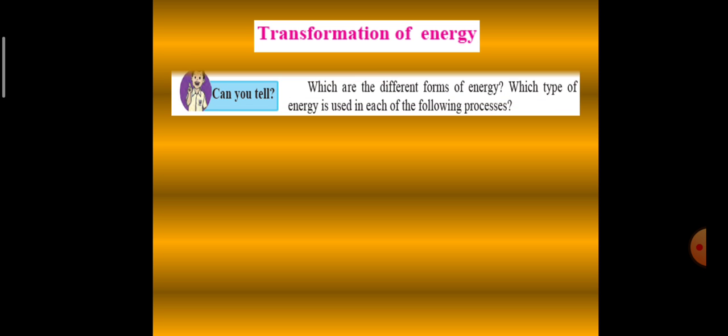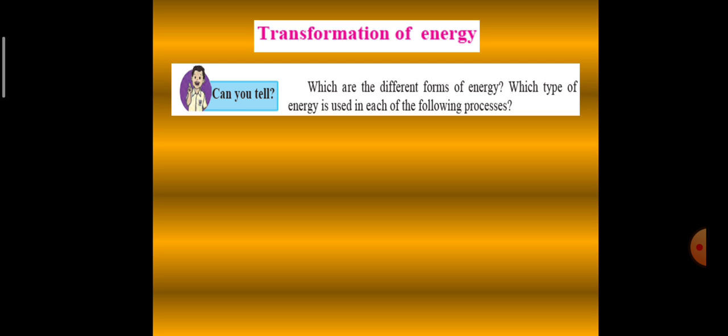Transformation of energy. Which are the different forms of energy? The different forms of energy are mechanical energy. As we have studied earlier, it is in two forms: potential energy and kinetic energy. And the different forms of energy are mechanical energy, electrical energy, sound energy, chemical energy, light energy, heat energy. So energy is in various different forms.